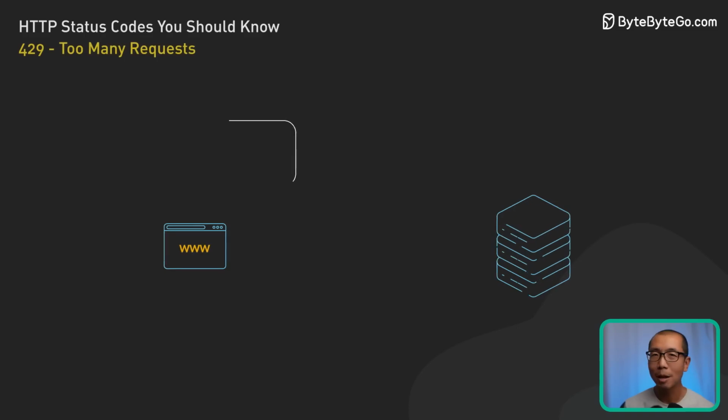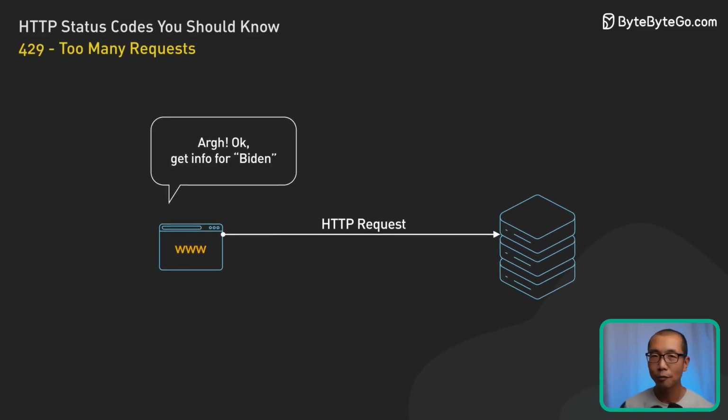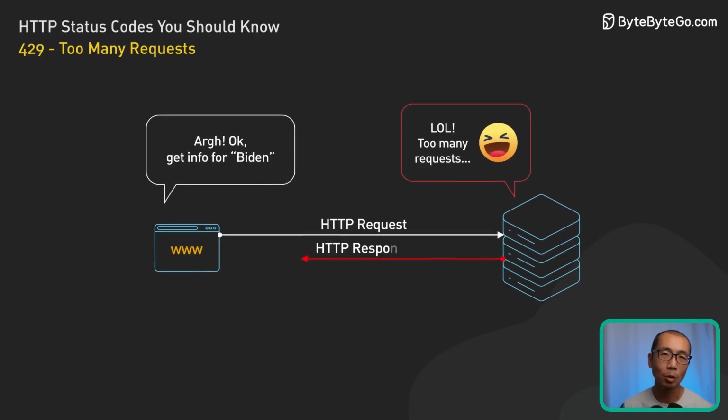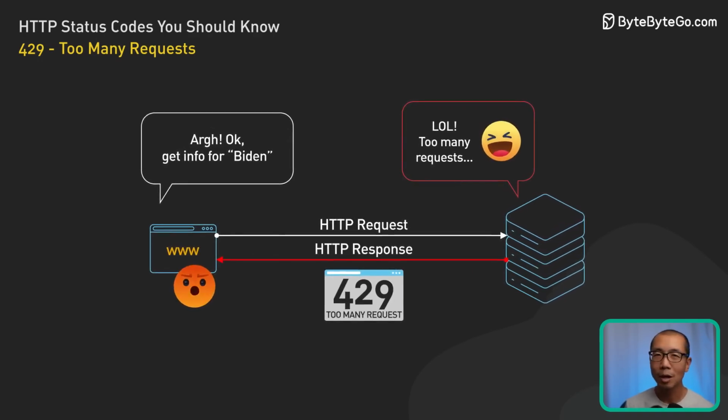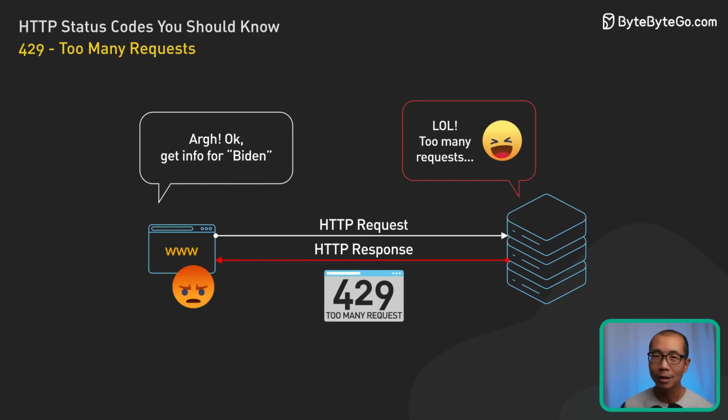Now a status code that many developers encounter is the 429 Too Many Requests. It's the server's way of saying, hey, slow down. We are sending requests too fast and hitting rate limits. For busy APIs, we'll need to adjust by implementing retries with backoff.